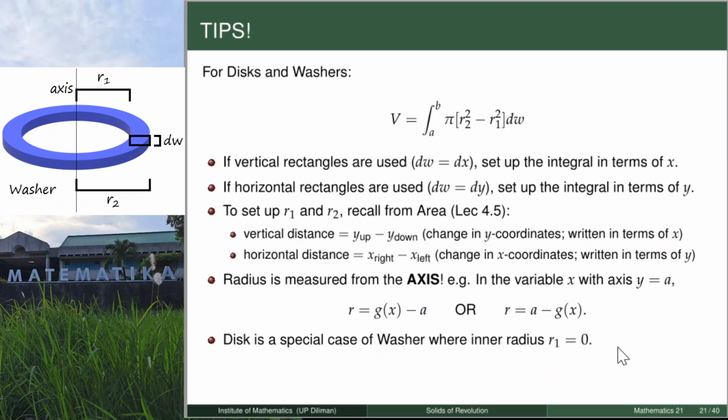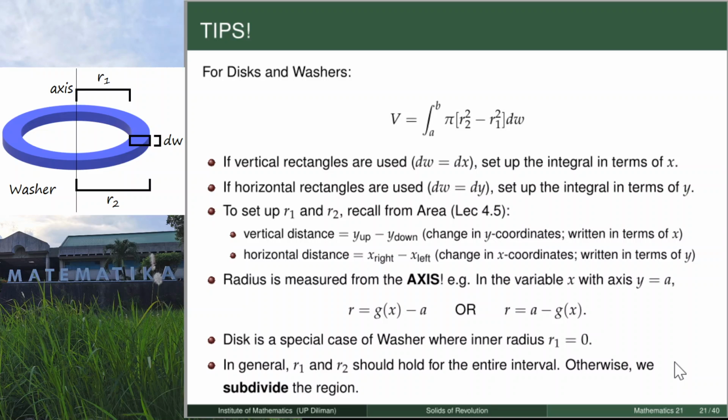So that's it. And what's the point? That means all you need to remember is this formula. Because anyway, the disk is just the case where the inner radius is 0. So just remember the formula for washers and you're good to go. And in general, the inner and outer radius should hold for the entire interval. Okay? Otherwise, you need to subdivide the region the way you do for areas. Remember, sometimes you have to split the integrals.